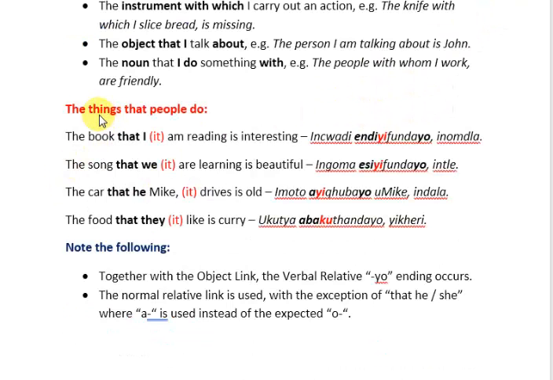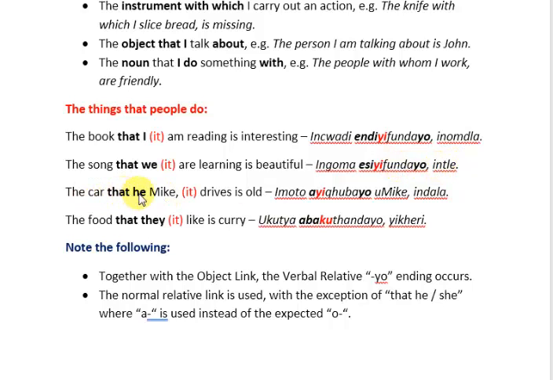Let's first look at the things that people do. For example, the book, the song, the car, the food are the objects of the sentence. The book that I'm reading is interesting. Incwadi endifunda yona inomdla, the book which I'm reading is interesting. The song that we are learning is beautiful. Ingoma esiyifundayo intle, the song which we are learning is beautiful.